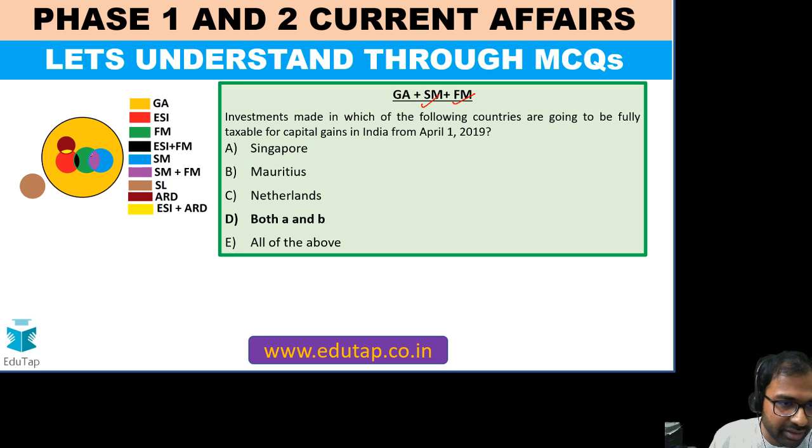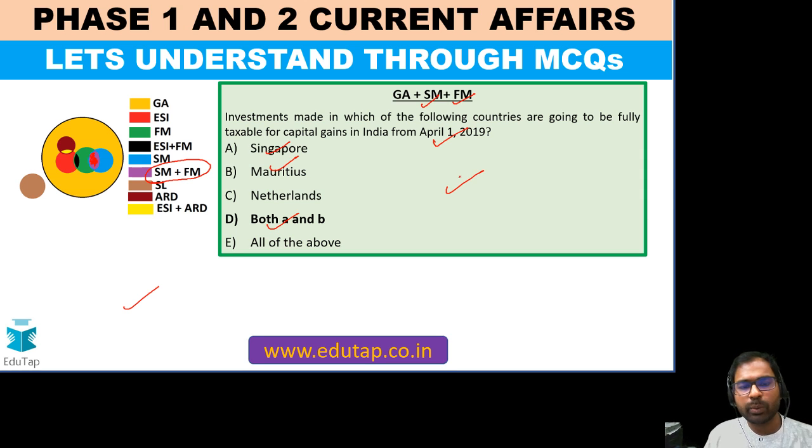See this area, SM plus FM overlap. There is overlap between SM plus FM. Investments made in which of the following countries are going to be fully taxable for capital gains in India from April 1, 2019? The correct answer is both A and B, that is both Singapore as well as Mauritius. Can this question be asked in security market?